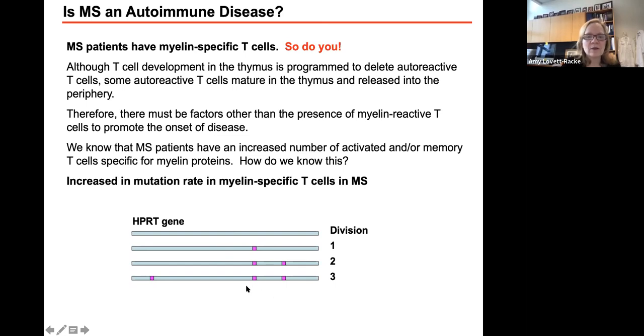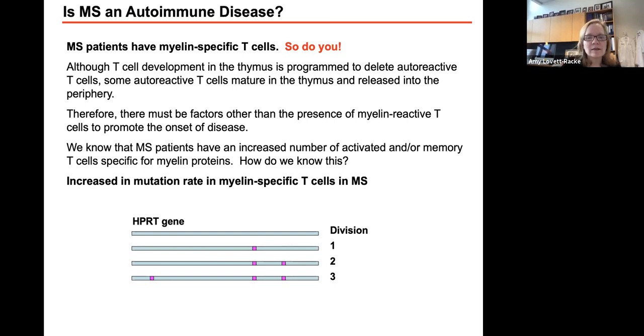So one group did this by taking myelin-specific T cells and looking at the number of mutations in the HPRT gene. Now, any of you who do real-time PCR or lots of other gene expression studies know that you use this as your control, because the level of HPRT is continuously expressed at a baseline level all the time. So in cells that have proliferated a lot, meaning they've gone from, say, a naive T cell to an effector T cell to a memory cell, where they've actually seen their antigen and proliferated a lot, you would expect an increase in point mutations, right? Because every time cells proliferate, they make minor mistakes.